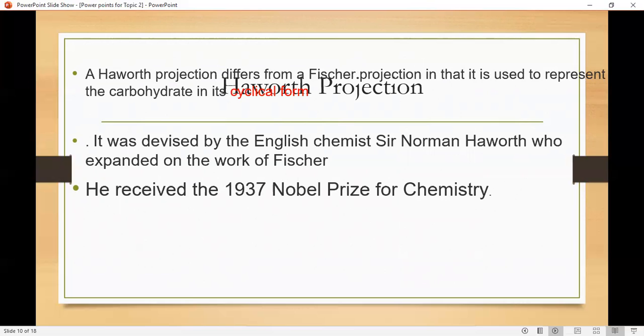Then the Haworth projection is another way of drawing glucose, but this one draws glucose as a cyclic compound. He is also a chemist, and he also won a Nobel Prize.